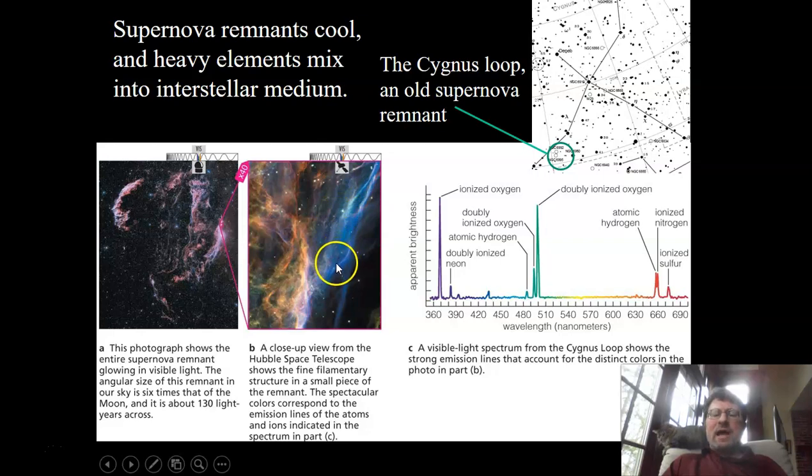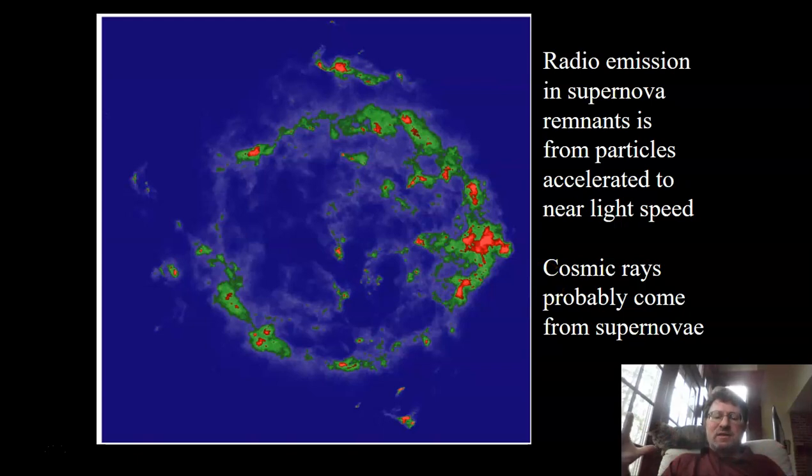And if you look at spectra of the Cygnus loop, you see lines that represent ionized oxygen and hydrogen and neon and sulfur and so on. And so there we see that this gas here is consisting of heavier elements. Those heavier elements are going to go back out into the surrounding space and be mixed in with other gases that can then form new generations of stars.